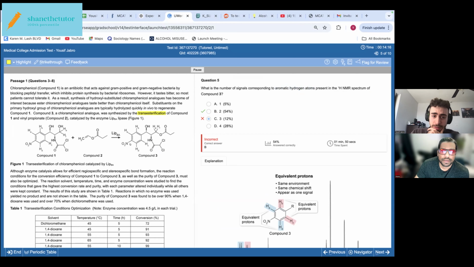Is it talking about each one of these? Yeah, it's talking about the ones that are part of the ring. So how do I know how many signals there are? So you'll get a signal for each non-equivalent neighbor. So for instance, this one is bound to this carbon, which is bound to this carbon and this one. Okay?